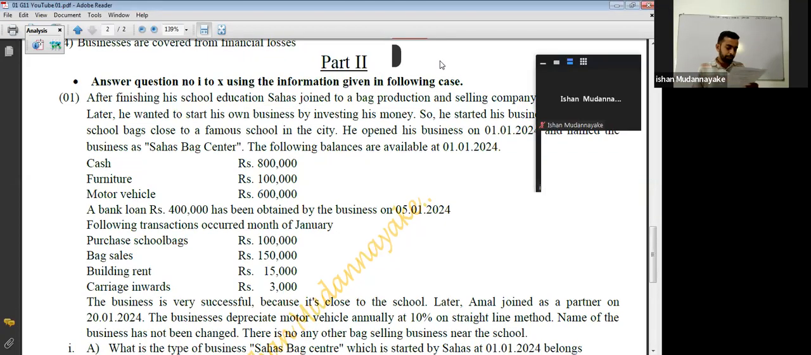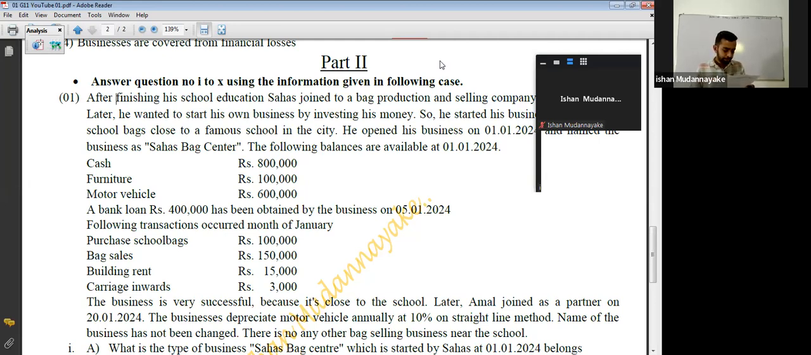After finishing school education, Sahas joined a bag production and selling company as an employee. Later, he wanted to start his own business by investing his money. So he started his business selling school bags close to a famous school in the city. He opened his business on 1st January 2024 and named it Sahas Bag Center. The following balances are available at 1st January 2024.